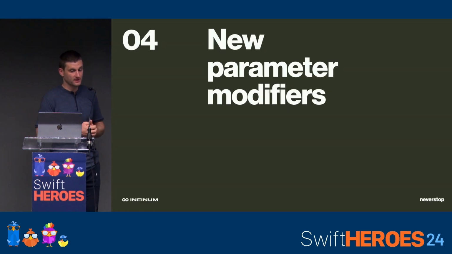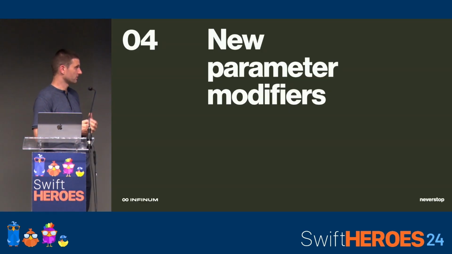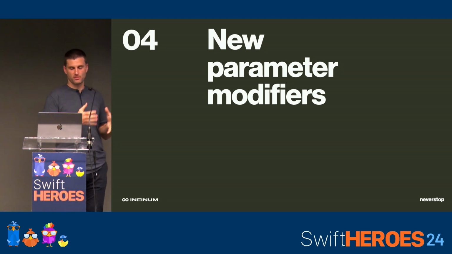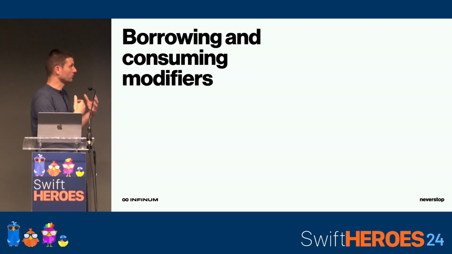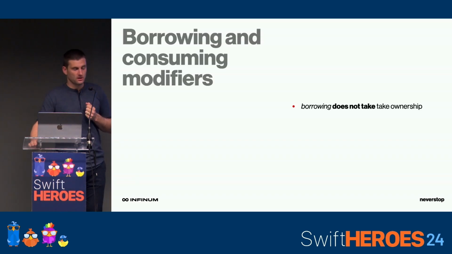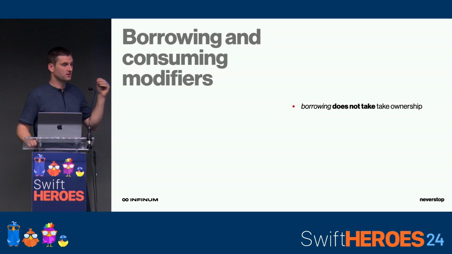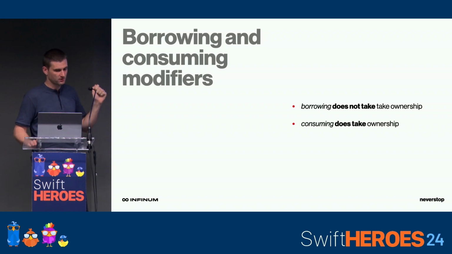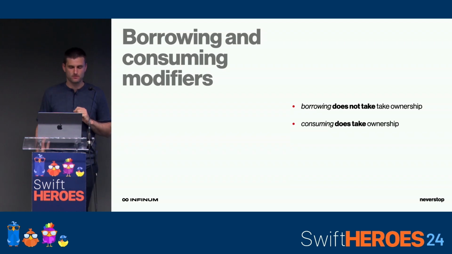In that case, what we have is our new parameter modifiers that were released in Swift 5.9, with which we can annotate our parameters with borrowing and consuming and change the default behavior of Swift's ownership system. So these are the semantics. If a parameter is annotated by borrowing, the function does not take ownership of that argument. And if a parameter is annotated by consuming, the function does take ownership of the argument, or initializer, or in general, any code construct.